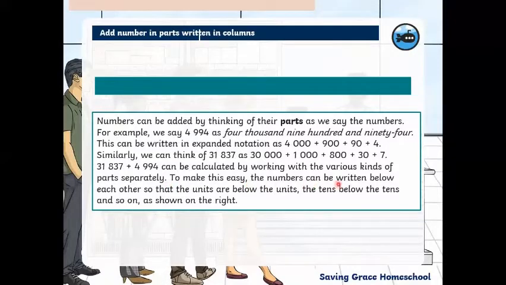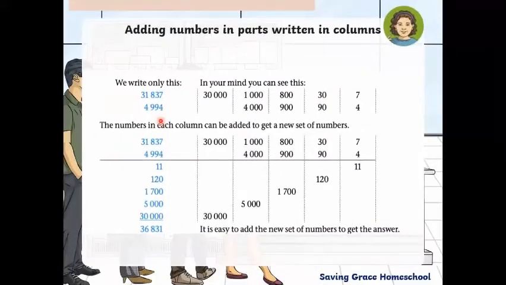To make this easy, the numbers can be written below so that the units are below the units, the tens are below the tens, and so on. So how we write this is, okay, here we have the 31,837, and here we have the 4,994. So we have the units above the units, the 7 above the 4, the tens above the tens, hundreds above the hundreds, thousands above the thousands, and 10,000s above 10,000s. You can see there's no 10,000 digit for this bottom number. So in your mind, you can see it like this.